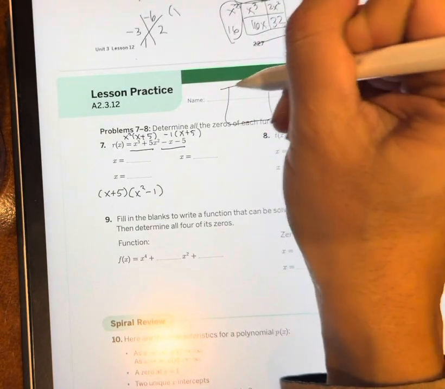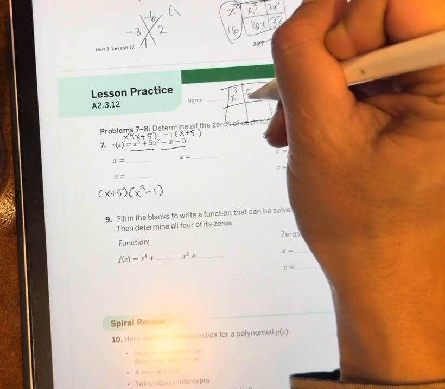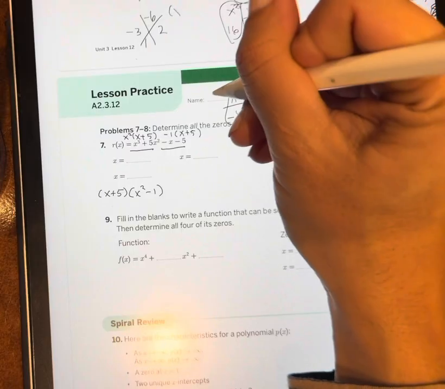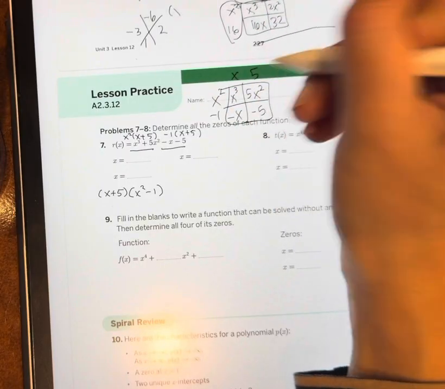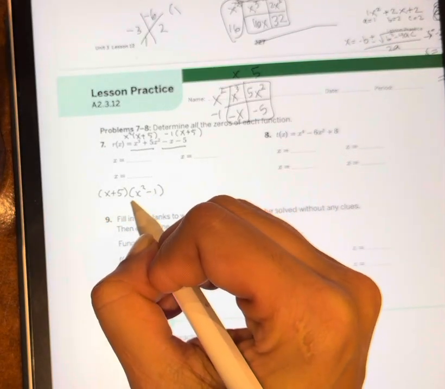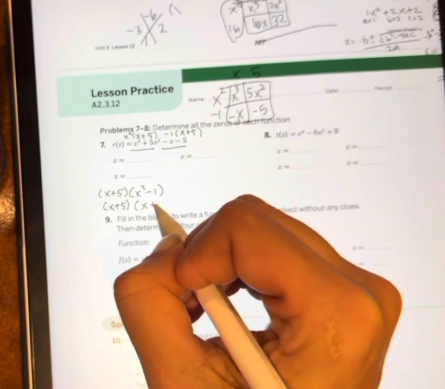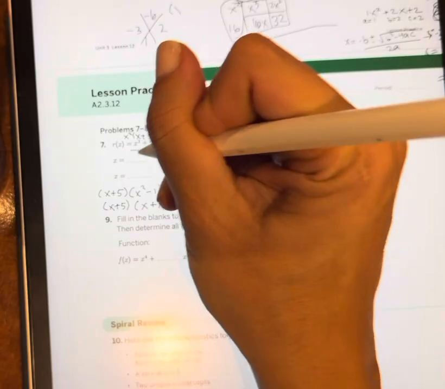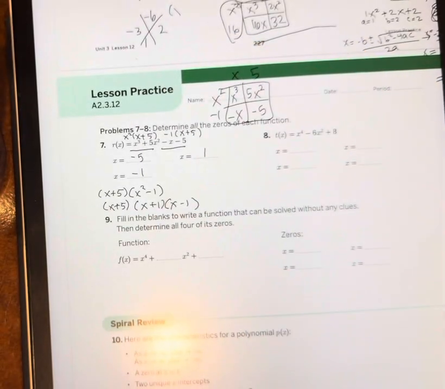Or go to the box, the 2 by 2 box, and put x cubed, 5x squared, -x, -5, and take stuff out. All right, either way you get this. And this right here is the difference of squares. X squared minus 1 factors to x plus 1 and x minus 1. So here we go, all the zeros: -5, -1, and +1 is the last one.